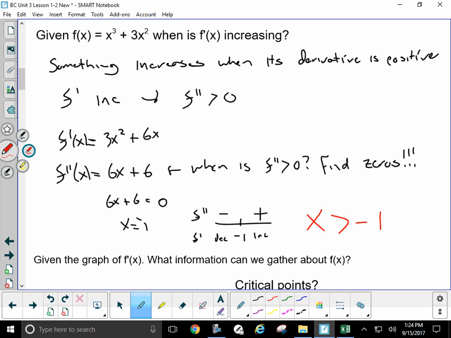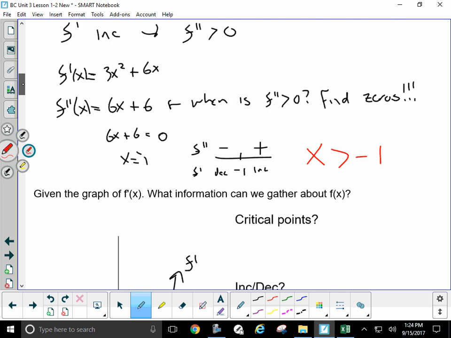This is the type of process that we need to become accustomed to, to find when something is going up or down, using calculus to figure it out rather than graphing it and looking at it. I don't want you to graph and look at it. Pretend you don't have calculators, okay?